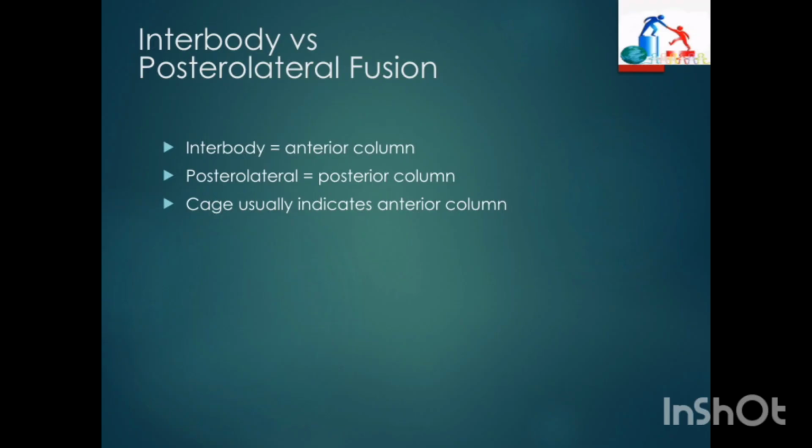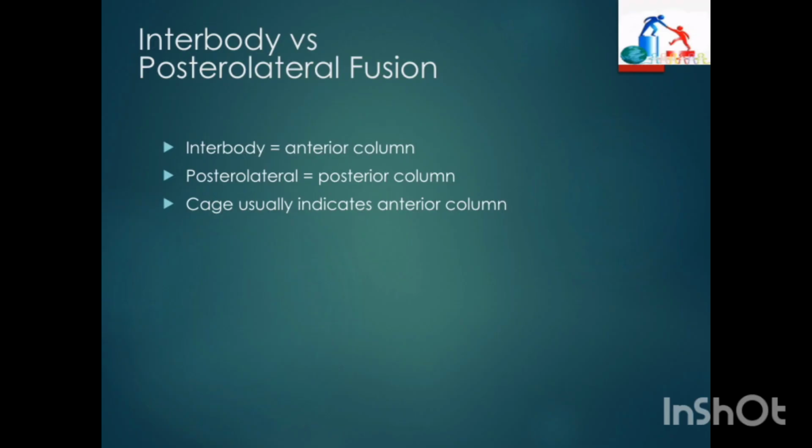Now, when you see the term cage in this context, it usually indicates an anterior column approach. That's because cages are typically placed in the interbody space to restore disc height and promote fusion in the front part of the spine. Moving on to the difference between interbody and posterolateral fusion.